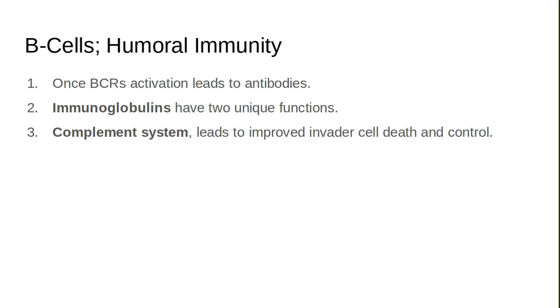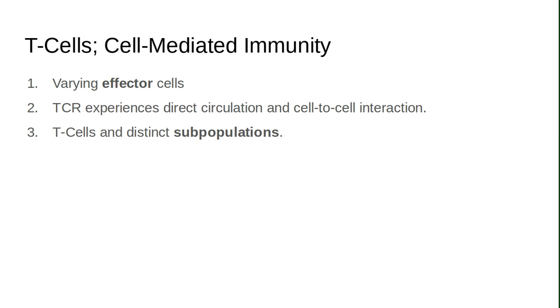So, let's talk more about B cells. Once a B cell receptor is activated after the binding of an antigen, that B cell begins making antibodies, and those antibodies are a mixture of serum and globulins. Immunoglobulins can recognize and bind to unique structures on specific antigens and perform common functions once bound to the antigen. Successful binding between the antibody and the antigen activates the complement system, and this leads to improved lysis and phagocytosis of the invading cells. And let's talk about the T cells now.